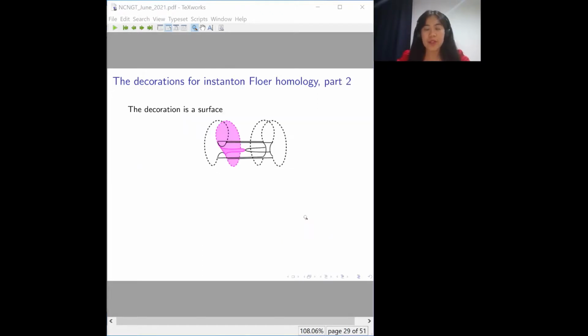And what we actually basically want to do is take this surface, this decoration surface, which we'll call omega, to be basically like half of a Seifert surface. So the Seifert surface of half of the knot with this extra little piece sticking out.